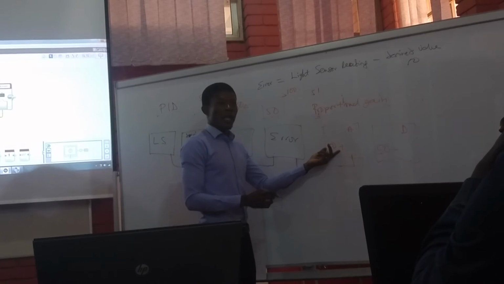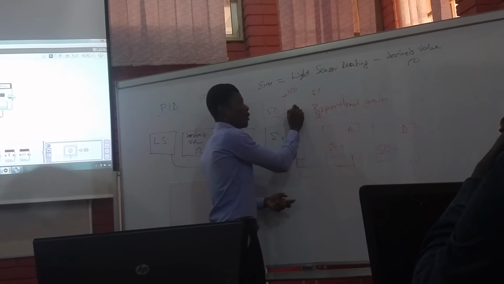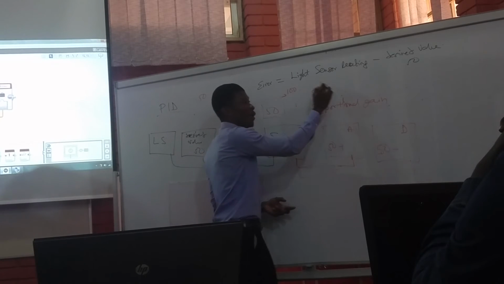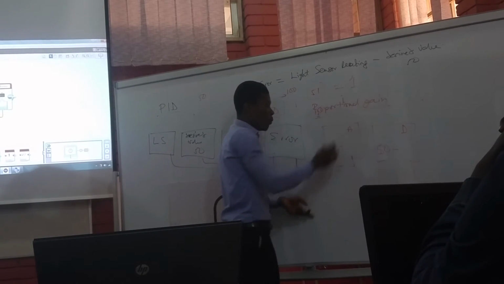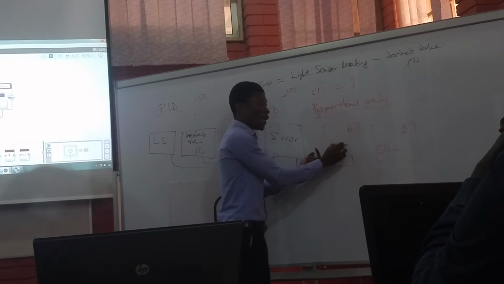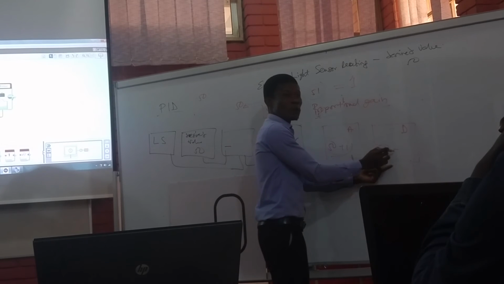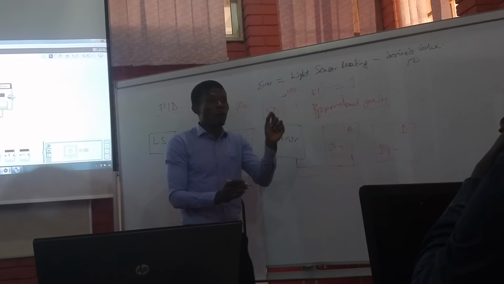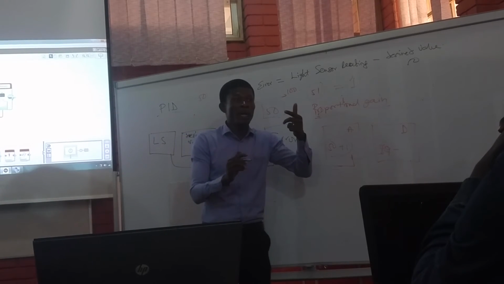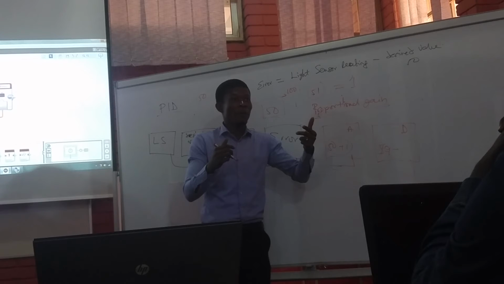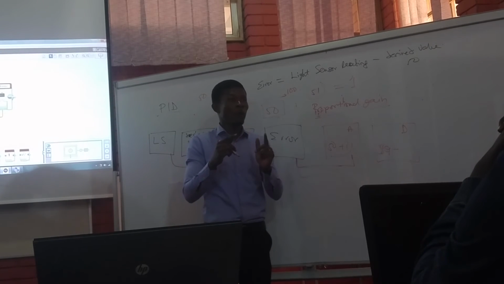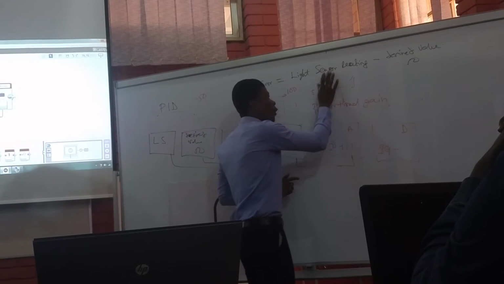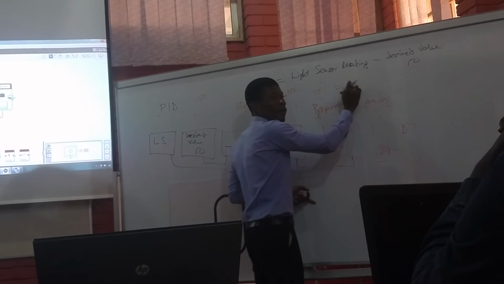What will be the end result? If motor A was driving at 50 and the light sensor records 51, the error will be what? 1. So motor A will begin to move at what? 50 plus 1, 51. And motor D will begin to move at what? 50 minus 1, 49. I see. So for an error of 1, quickly motor A speeds up by 1 and motor D slows down by 1. I see. And that gives you what? The quick correction.